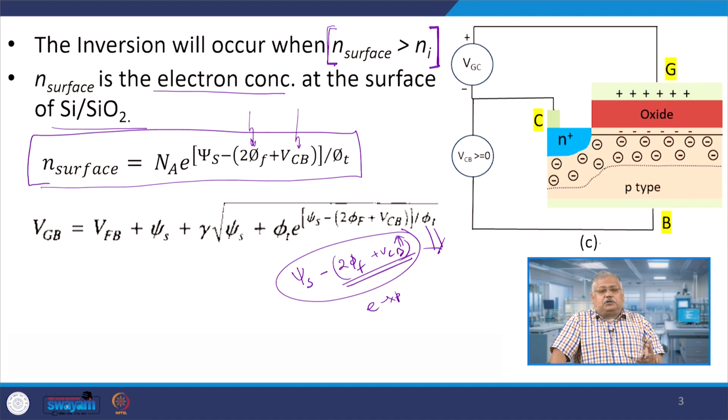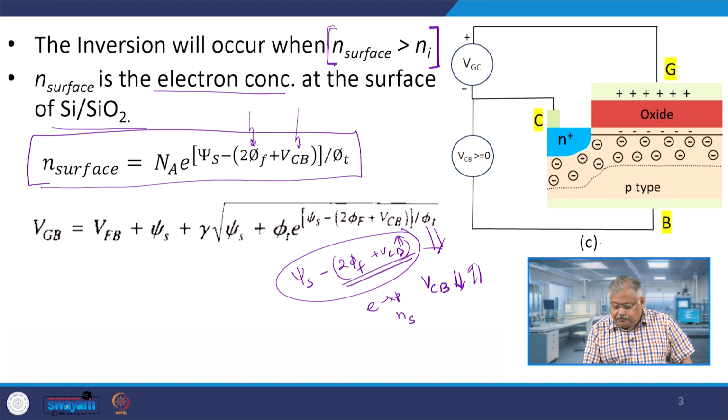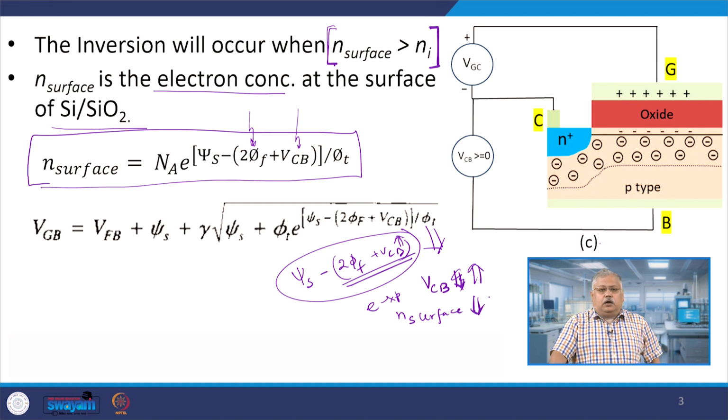From first principles of physics, this is also true: as the VCB value goes on increasing in a positive sense, you do have the n surface going down. Therefore, as my VCB goes up, my n surface goes down. The number of inversion charge carriers goes down drastically, right. So this is sort of a way.